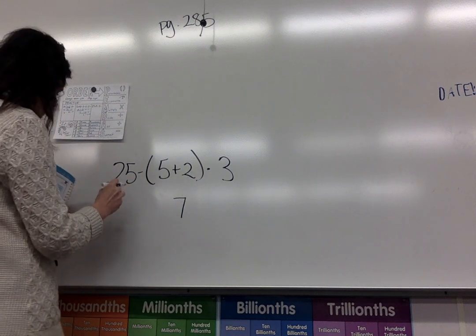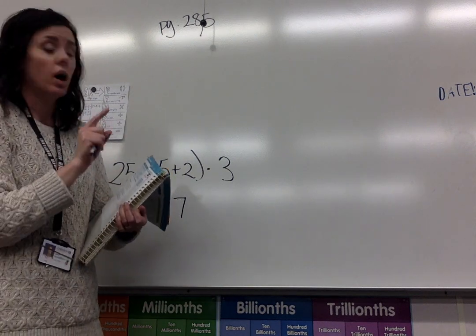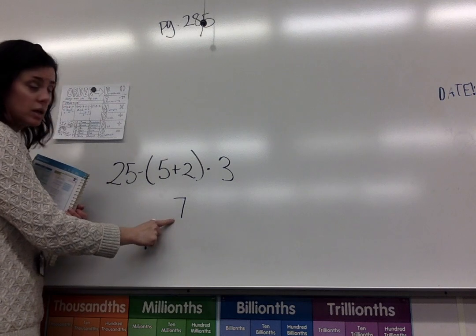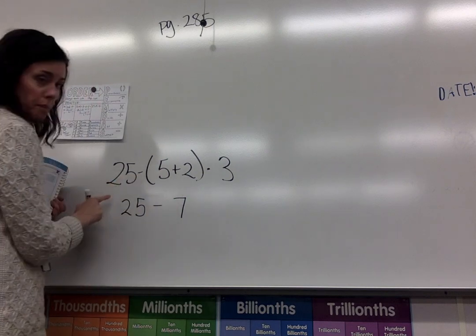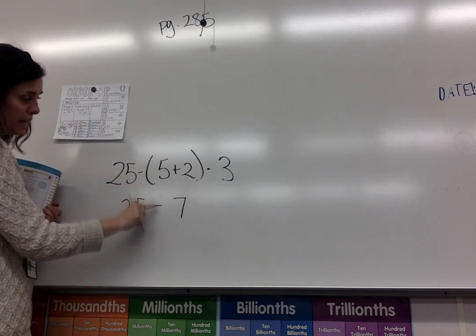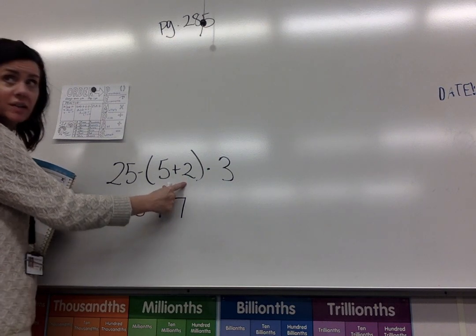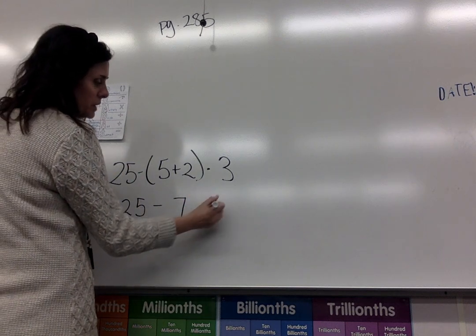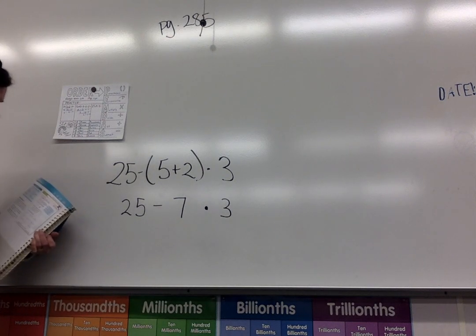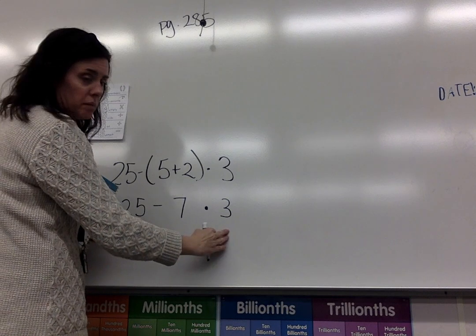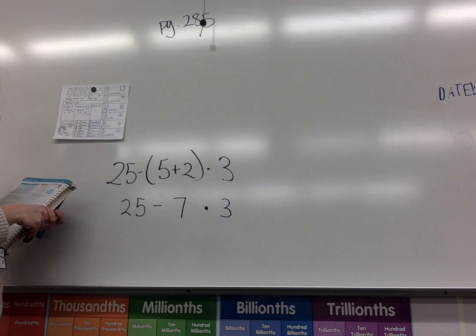Now I bring down, well, actually, let me go back. That is step 1. So on the blank spot on step 1, we need to bring down the rest of our equation and the operation. So I've got 25 and a minus sign that I bring down. I bring down my 7 because I solved this part. And then I bring down the multiplication sign and the 3. All right, this is what it would be on the step 1 blank on number 1.